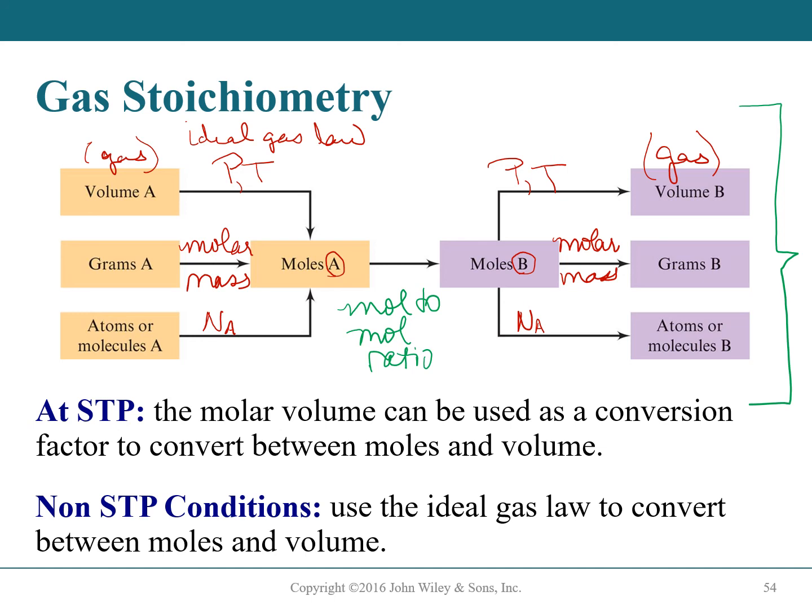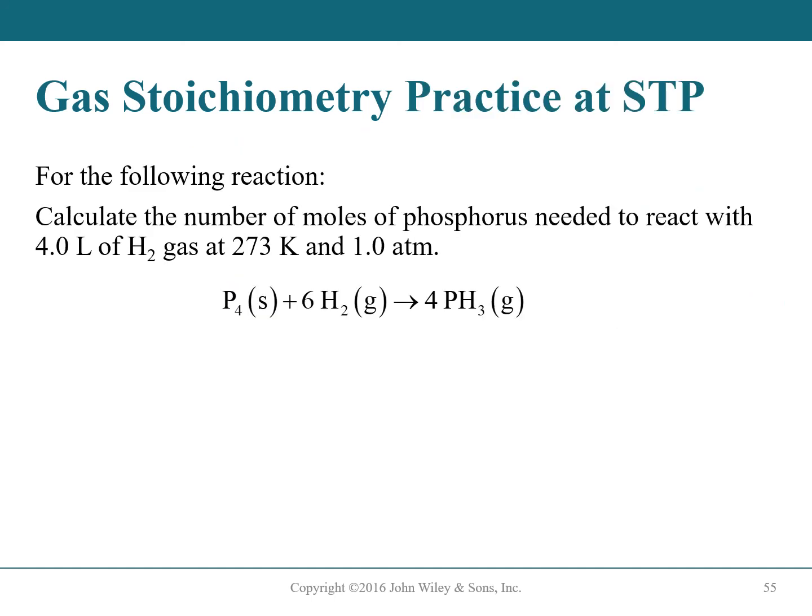Okay? So let's try practice. Okay, at STP. So we want the number of moles of phosphorus needed to react with 4 liters of hydrogen, okay, at 273 Kelvin and 1 atmosphere. So this is STP, isn't it?